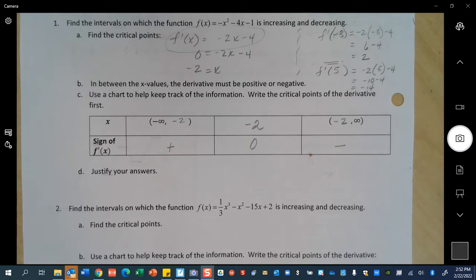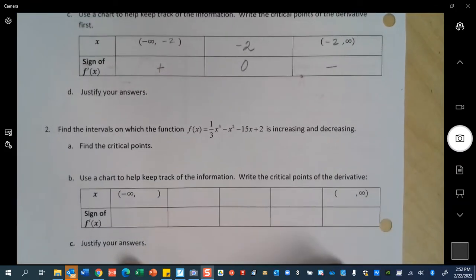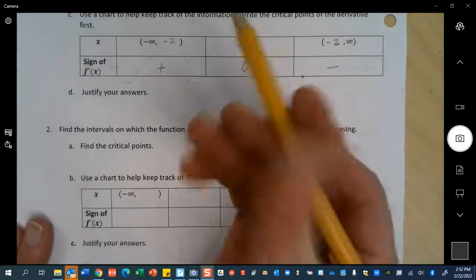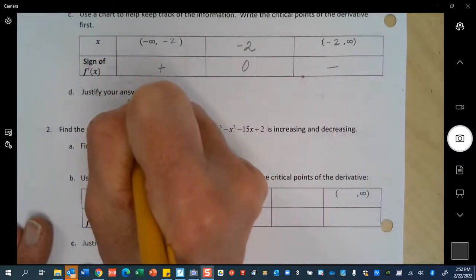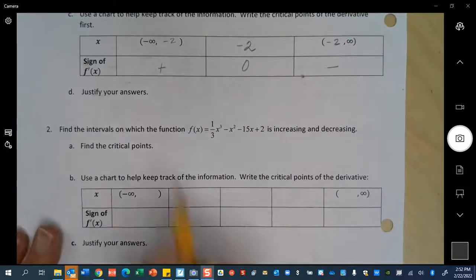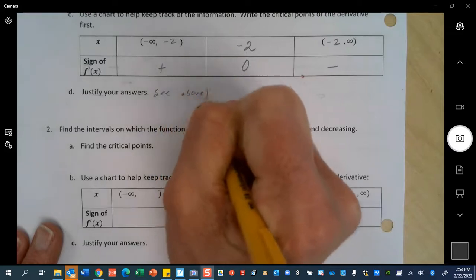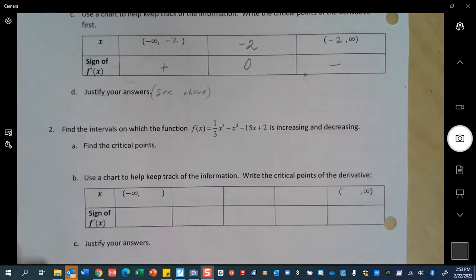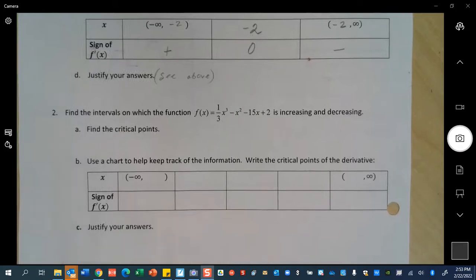All right. So we have another function here, and justify your answers. We can say this work up here kind of justifies it. So it's like C above. How about that? Do you like that? Okay. So with your group mates, go ahead and check out this next function. Find the critical points and see what you think. On your mark, get set, go.